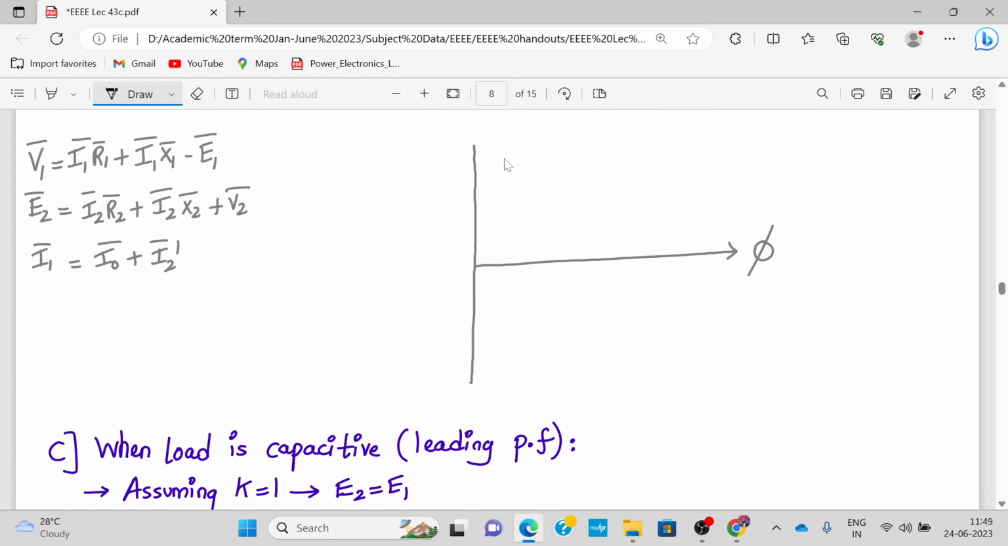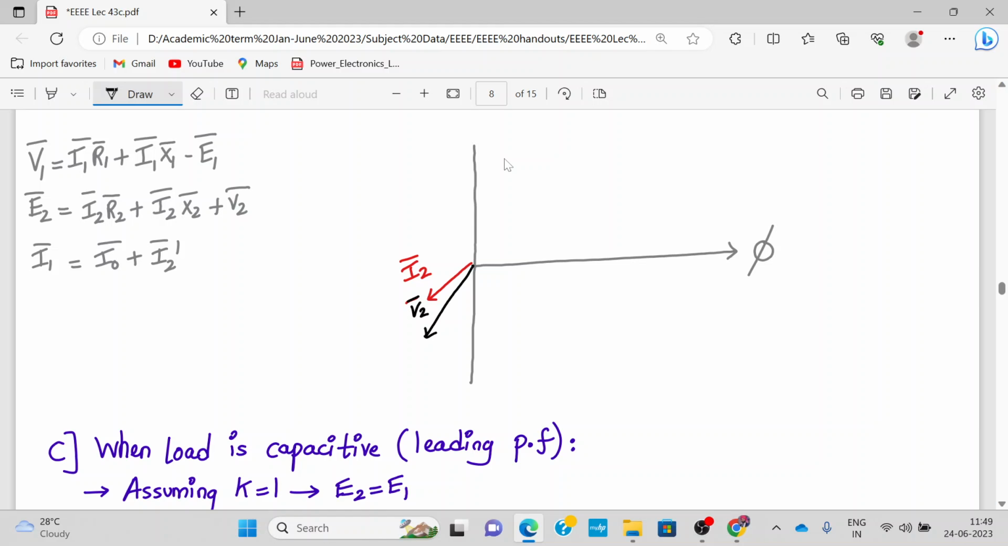So this is my reference phasor. First of all, I have to draw the reference phasor. So first I'll draw V2. So let's say this is my V2. Alright. Where will my I2 come? I2 will be lagging behind. So it will be lagging behind somewhere around here, let's say. So this is my I2, I2 bar, we can say. This is my V2. Okay.